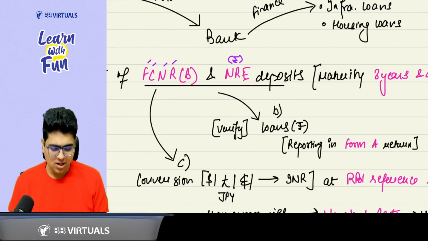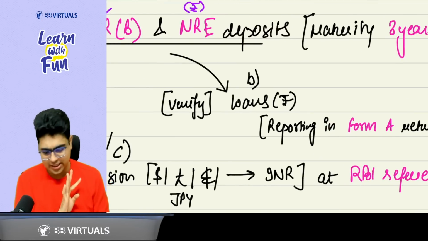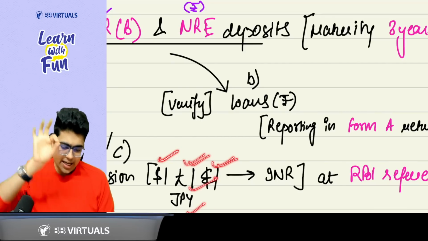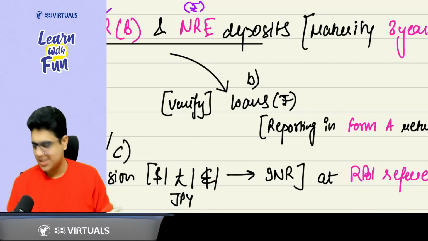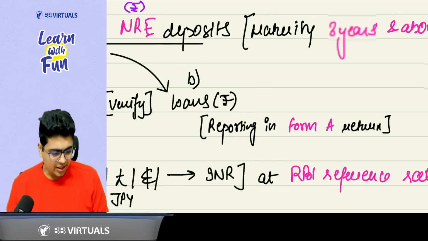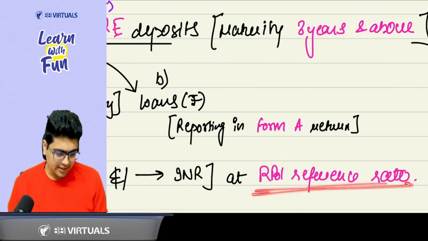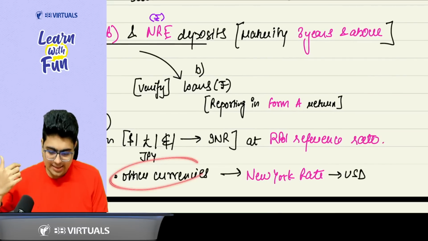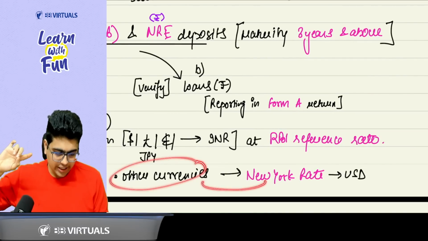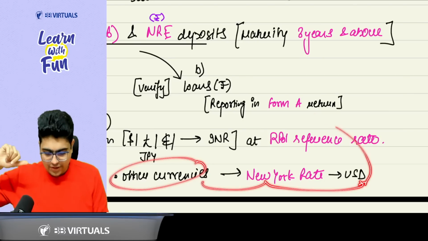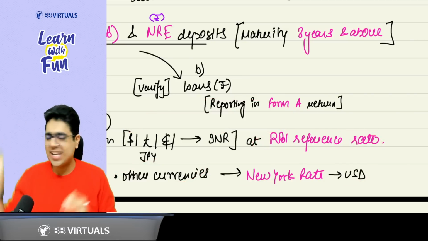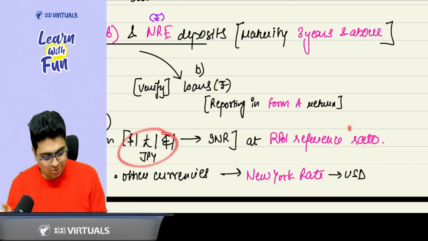if this FCNR account is in four currencies, what are the four currencies? Dollar, pound, euro, Japanese yen. Say with me, dollar, pound, euro, yen. For converting it to INR, you will use the RBI reference rate. Which rate will you use? The RBI reference rate. Sir, what if there is another currency? For this, you will use the New York rate to convert to USD. Once you have converted to USD, how do you convert to INR? Using the RBI reference rate. So very, very easy. For these four currencies, you will use the RBI reference rate.